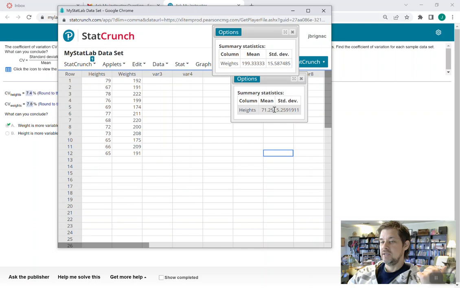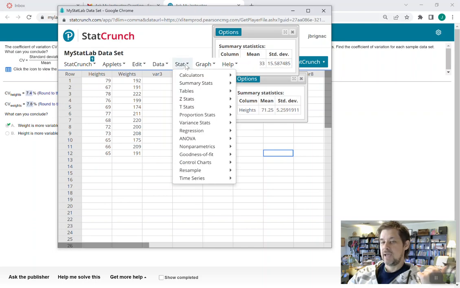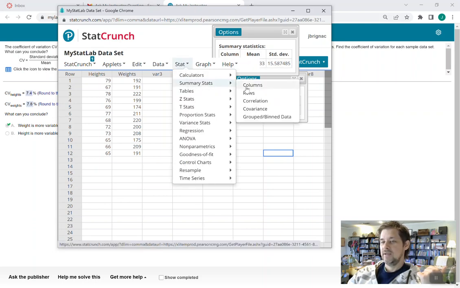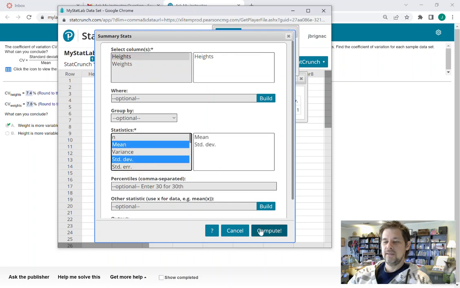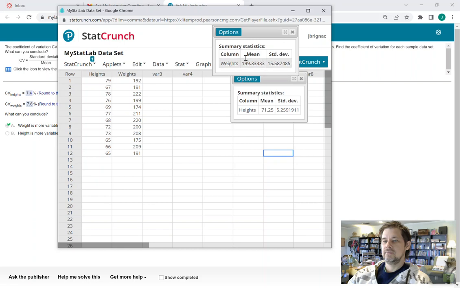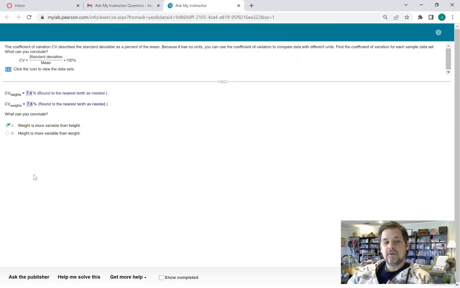And then to calculate the mean and standard deviation for the heights and the weights, I can go to Stat, Summary Stat, and I choose columns because my heights and weights are two different things individually in columns. And then I could select heights or weights or do them both at the same time. And then I want the mean and the standard deviation. So I do something like this. Okay, and then I do compute, and it would give me these numbers. All right, so I appear to have what I need to do this. So let's do this now.